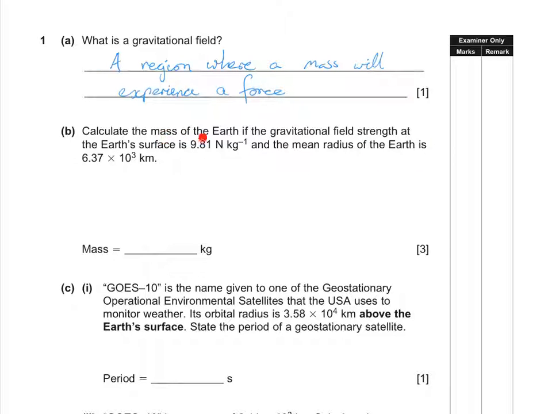Calculate the mass of the Earth if the gravitational field strength of the Earth's surface is 9.81 newtons per kilogram, and the mean radius of the Earth is 6.37 times 10 to the 3 kilometers. What we need to be careful about here is this radius of the Earth, because it's in a non-standard unit.